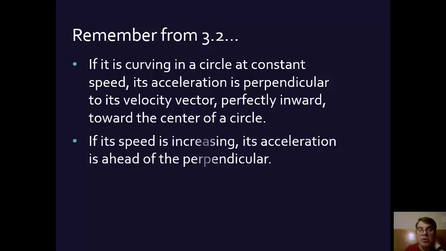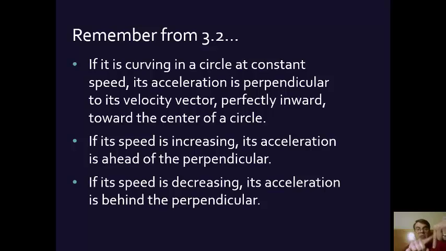If its speed is increasing, then its acceleration vector is going to be a little bit ahead of the perpendicular, because it's getting faster as it goes in the circle. If its speed is decreasing, then its acceleration vector is going to be a little bit behind the perpendicular. Go back to 3.2, watch that video on acceleration vectors if that doesn't make sense.